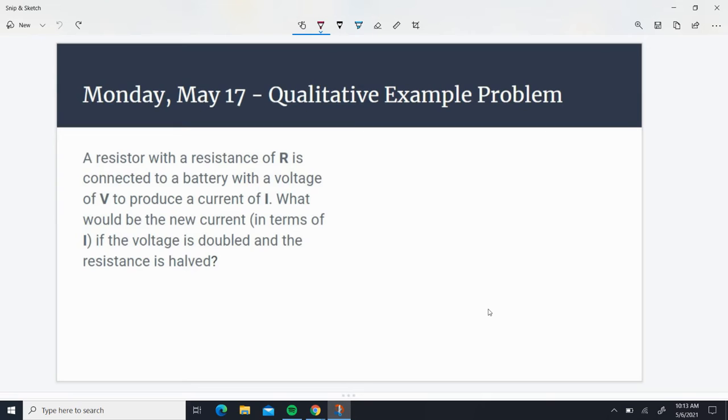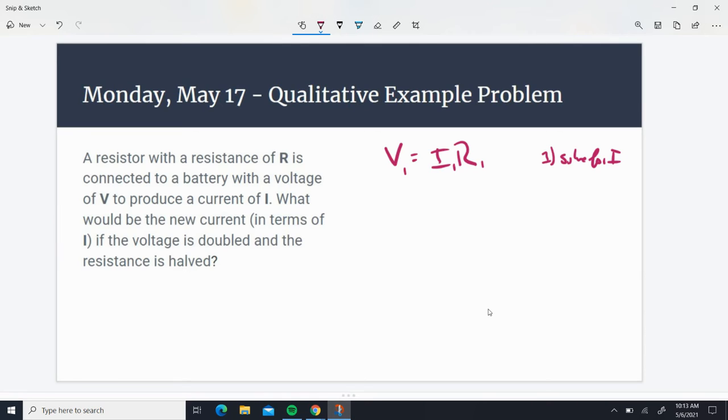So no numbers. What would be the new current in terms of I if the voltage is doubled and the resistance is halved? So I'm going to write my formula, V equals IR. And all I'm going to do is find a ratio for what I need to multiply I by to get a new I. So I'm going to put ones here. And I'm going to solve this first. Solve for I.